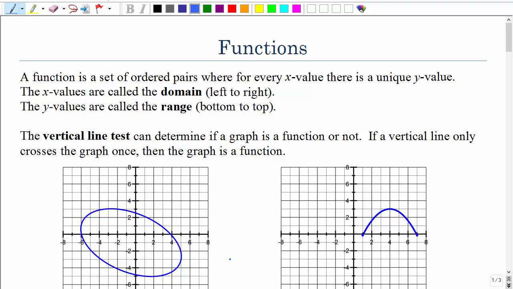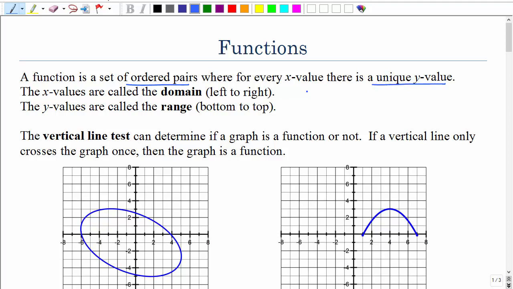Let's look at functions, what they are, how to determine if it is a function, how to evaluate functions. Let's get some of that vocabulary. A function is a set of ordered pairs where for every x value there is a unique y value.